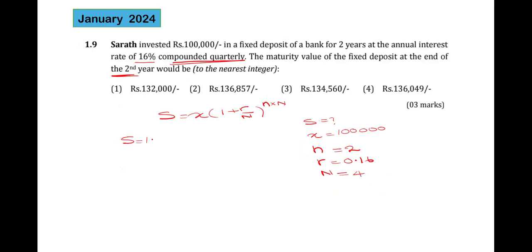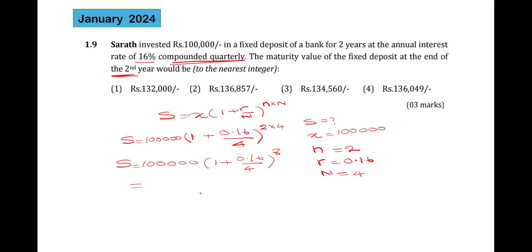S equals 100,000 times bracket 1 plus 0.16 divided by 4, to the power of small n times capital N, which is 2 times 4. You can add 1 plus 0.16 divided by 4 inside the bracket, and then take 2 times 4, which is 8. Now you can use the calculator.